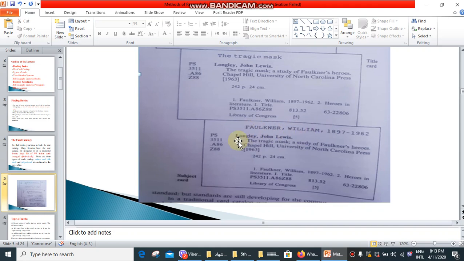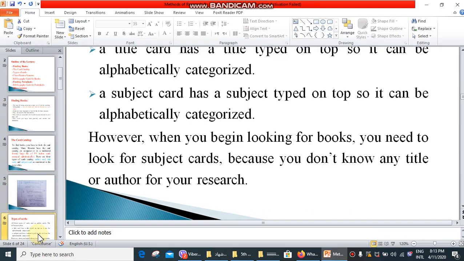If we look at the components of each one, we can find that there is the author name, the title of the book, call information for the book in the library, and other publishing information that helps the researcher in order to identify the book which he needs.